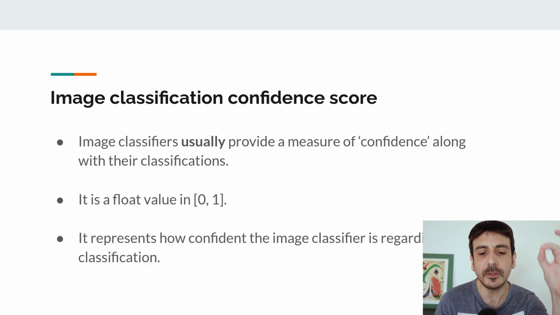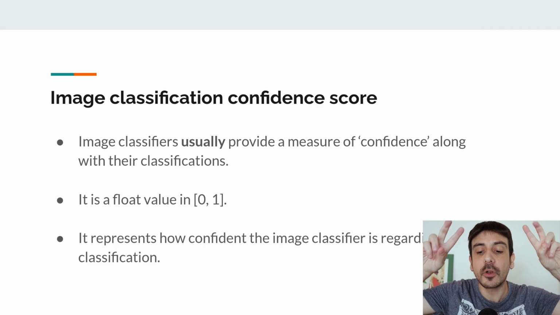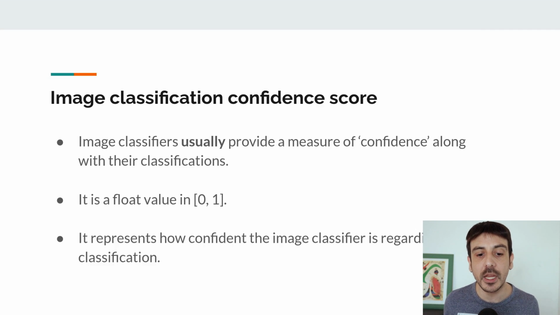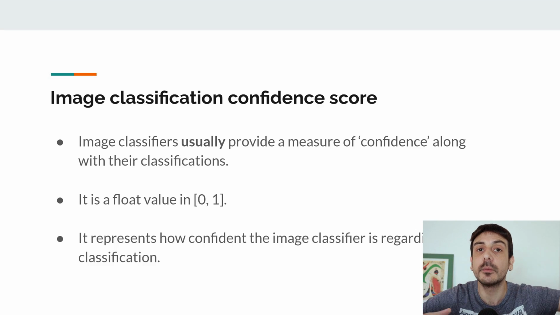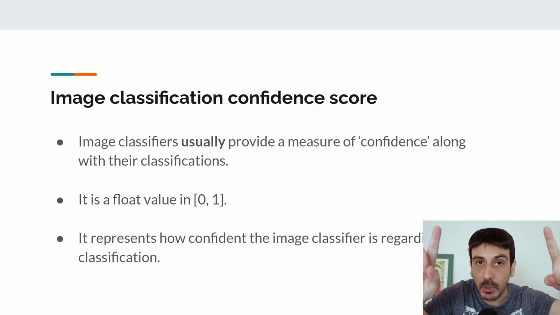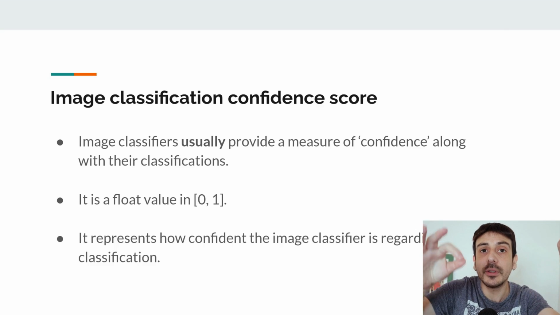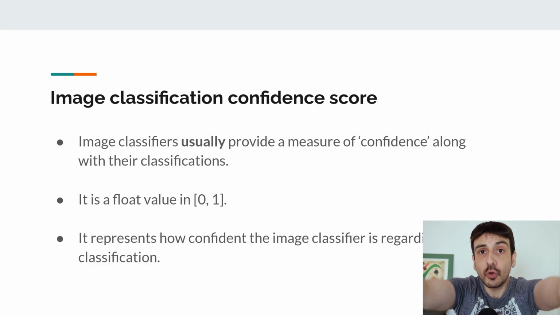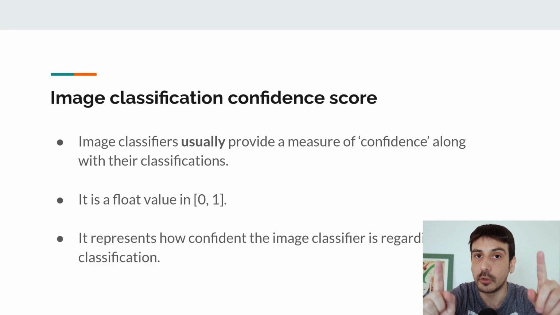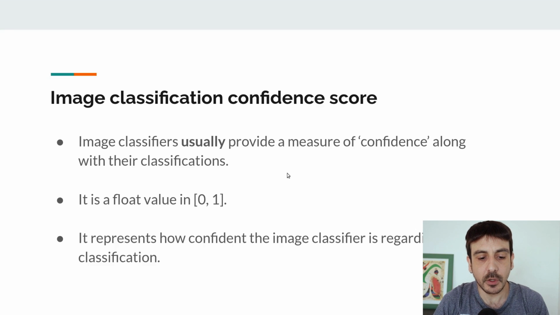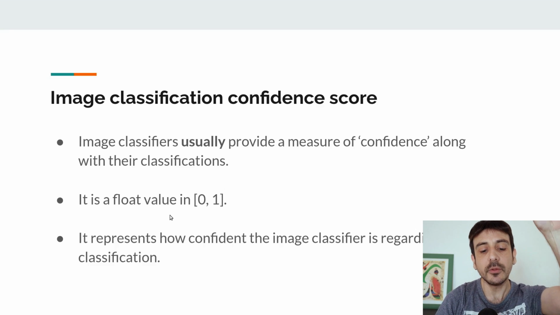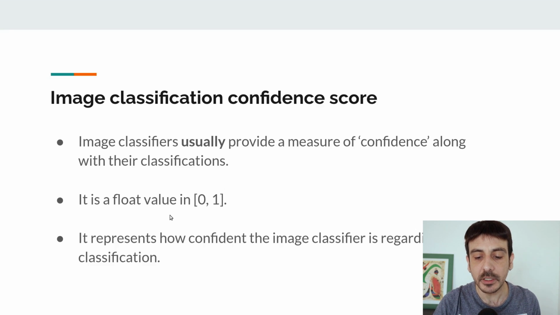Now let's talk about image classification confidence score. Image classifiers usually provide a measure of confidence along with their classifications. Not always. This is something they usually do, right? Remember, an image classifier will always return the image category, but they usually also return the confidence score. Usually, not always. This confidence score is a float value in [0, 1], so it ranges from 0 to 1, and it represents how confident the image classifier is regarding that classification.